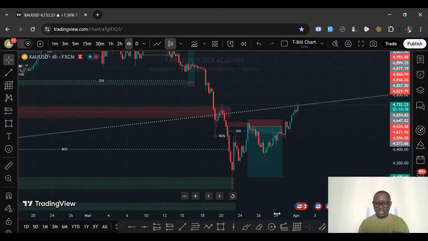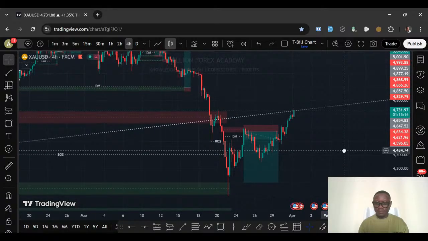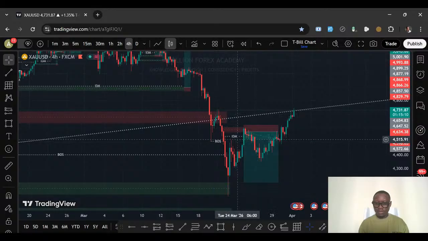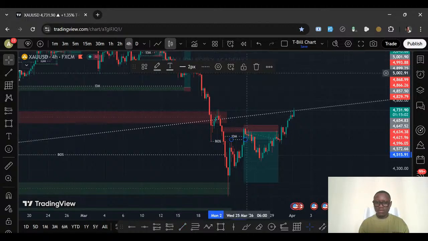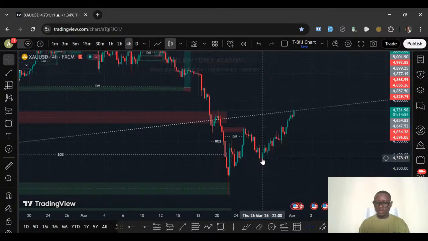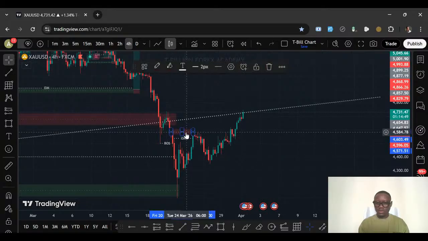All right. So on the 4H time frame, we got this market structure shift right here. Let me take this out so we can see our chart clearly. Let's take this out. All right. Okay, let's take this out as well.